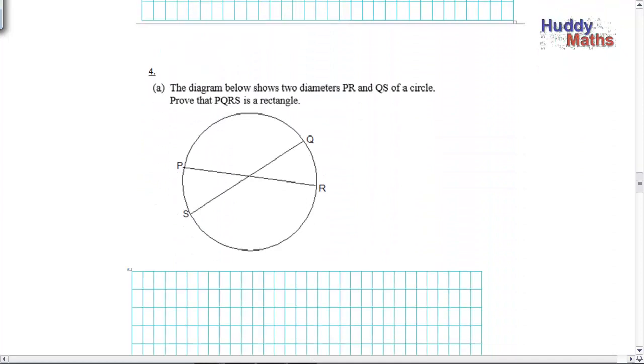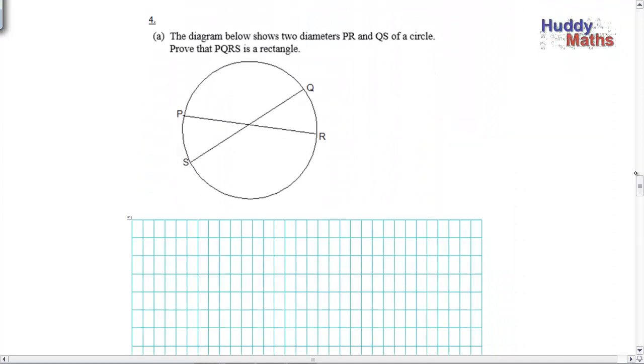Let's have a look at question 4. The diagram below shows 2 diameters. Ooh, that's going to be important. These are both diameters, so that's the centre of the circle. That could be interesting. Prove that PQRS is a rectangle. So we better draw in PQRS. Okay.